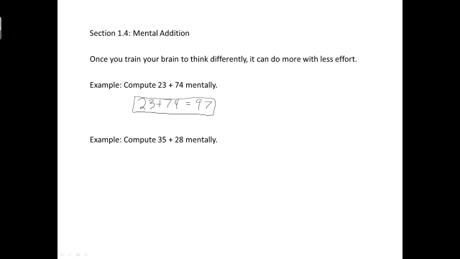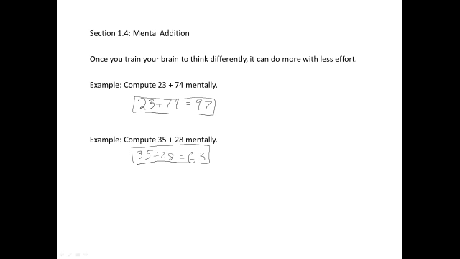Example, compute 35 plus 28 mentally. 35 plus 28 is 35 plus 20 plus 8. 35 plus 20 is 55. 55 plus 8 is 63. Notice that when we did the calculation this way, we did not need to worry about carrying the 1. The act of carrying the 1 happened naturally from our experience with numbers.